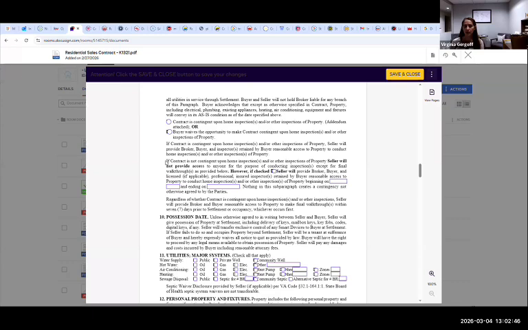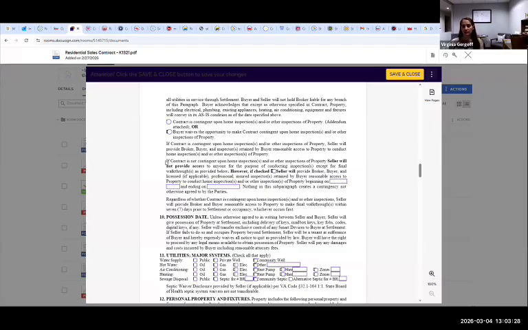However, if checked, seller will provide a broker, buyer, and licensed, if applicable, professional insurance inspectors retained by the buyer reasonable access to the property to conduct a home inspection and or other inspections of the property, beginning on and ending on, right? Sometimes people put dates, sometimes they put dates and time, right? And between today at 10 a.m. until tomorrow at 3 p.m. So again, if you don't like it, make sure that you negotiate it, right? You have the right to change those terms if your clients do not like the tight deadline that the seller is giving you to access the property.